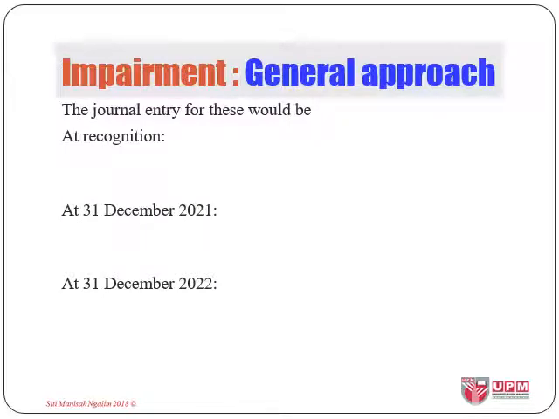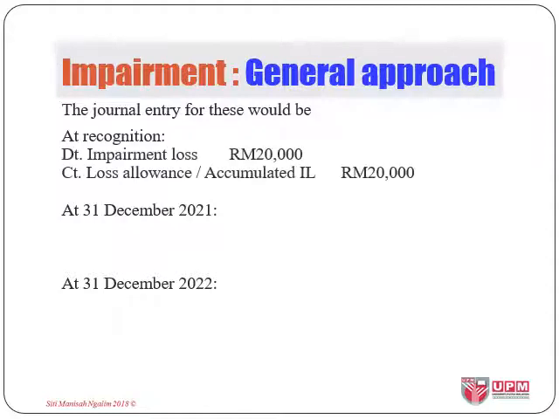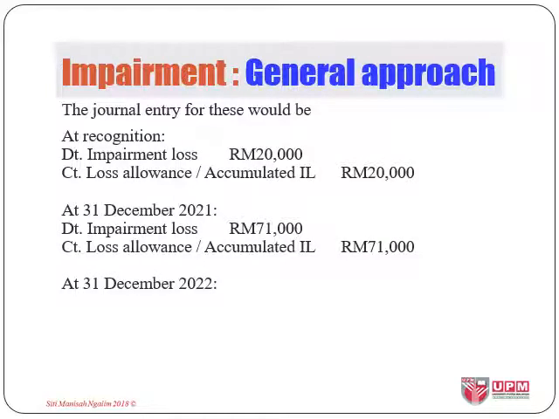So from that exercise, the journal entries will be as follows. At initial recognition, we will recognize an impairment loss of 20,000 ringgit, an accumulated impairment loss or loss allowance as the standard calls it, of the same amount. And at the end of the first financial year, we recognize additional impairment loss of 71,000 ringgit worth of loss and add that to loss allowance or accumulated impairment loss account.